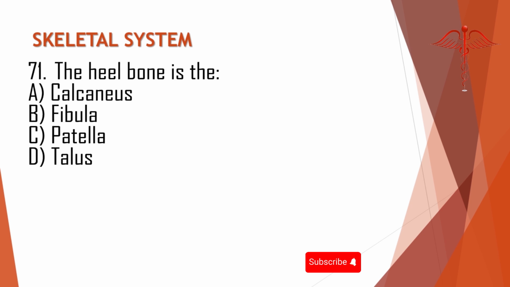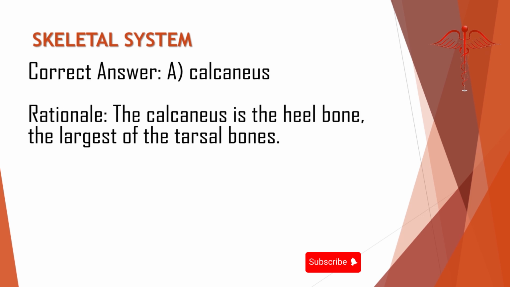71. The heel bone is the A. Calcaneus, B. Fibula, C. Patella, D. Talus. Correct answer: A. Calcaneus. Rationale: the calcaneus is the heel bone, the largest of the tarsal bones.